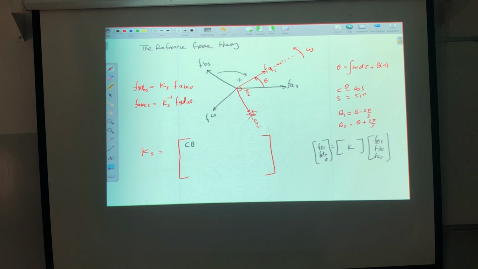So I will project it by what? Theta 1, which is theta minus 2 pi over 3. So this will be cosine theta 2. Cosine theta 1, so I don't need to think about it. It should be cosine theta 2.